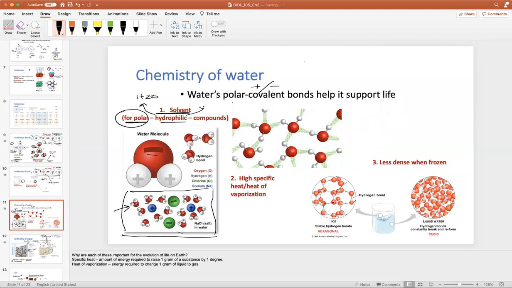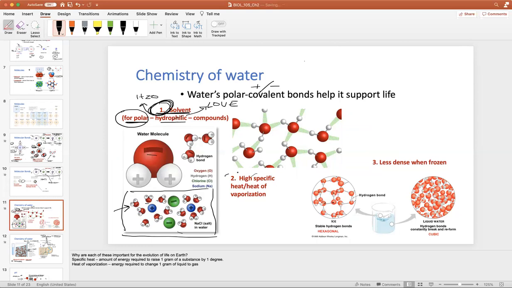And philic, you may know, is a word root for love, like you may remember from history that Philadelphia is the city of brotherly love. So hydrophilic compounds are water loving. Later on, we'll be talking about hydrophobic compounds or water hating compounds. Those are nonpolar and do not dissolve in water. But okay, that's one feature. So number one, water is an excellent solvent for polar compounds because of its polar covalent bonds.